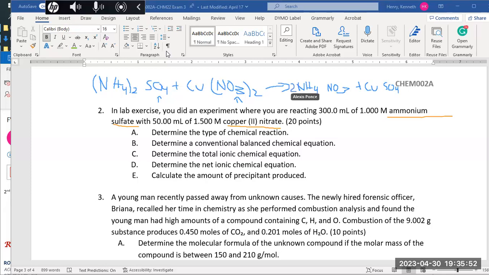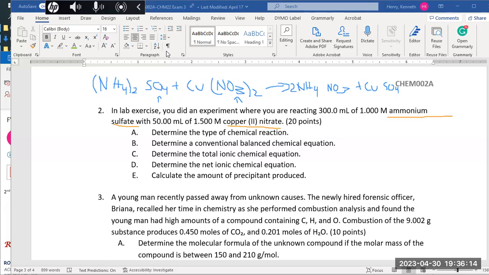Yes. So this gives you 2, that gives you 2, that gives you 2, that gives you 2. Okay, yeah. So we've already answered question B. A and B we have answered. So C, the total ionic equation.